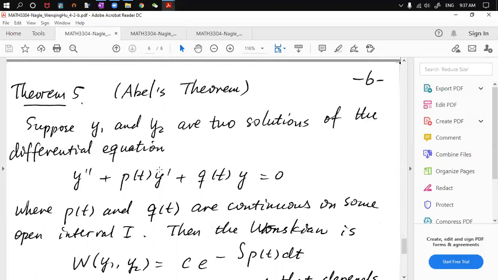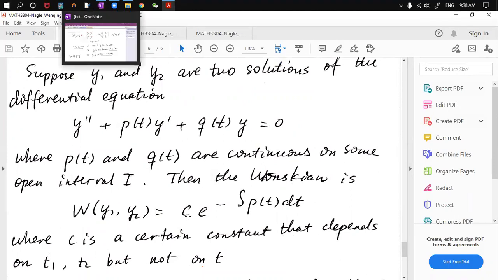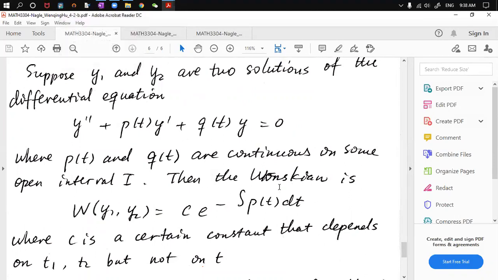So here's one of his theorems. It's about this differential equation. It says that the Wronskian is actually an exponential function. What does it mean, an exponential function? It means the Wronskian is a constant multiplied by an exponential, and the exponential is never zero. So if the Wronskian is non-zero at one point, it must be non-zero everywhere. It means that if the Wronskian is non-zero at one point, then the constant must be non-zero, and if the constant is non-zero, the Wronskian is non-zero everywhere.